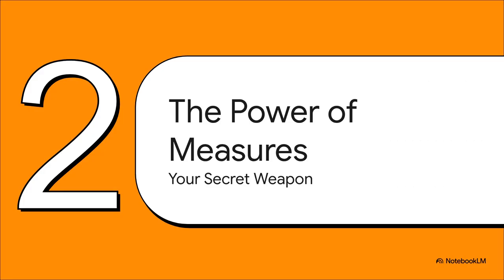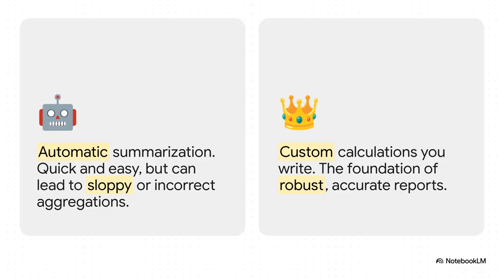All right, so if those are the building blocks, then the real secret weapon in your DAX arsenal is something called a measure. This is where the magic really starts to happen. Now, Power BI gives you two kinds of measures. On one side, you've got your implicit measures. This is what happens when you just drag a number field onto a chart and Power BI automatically sums it up. It's fast, it's easy, but it can be sloppy, and sometimes it's just plain wrong.